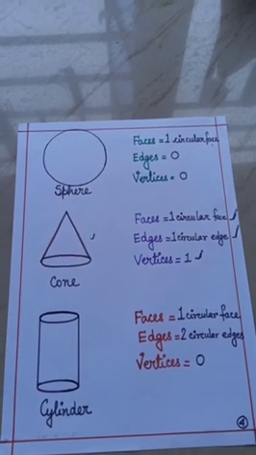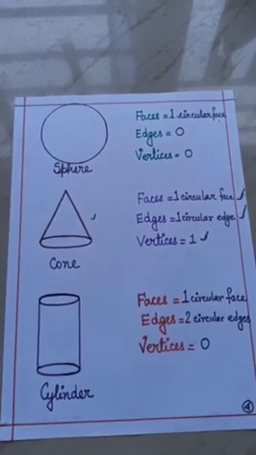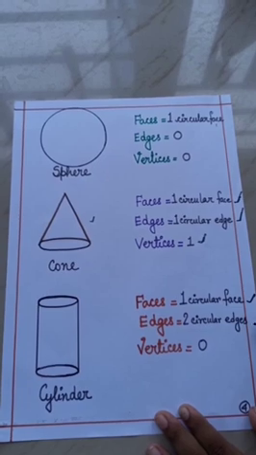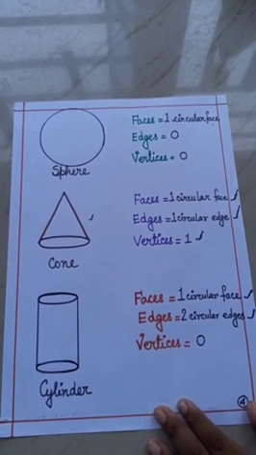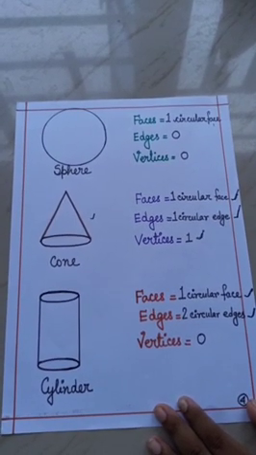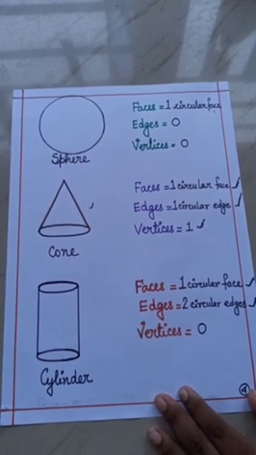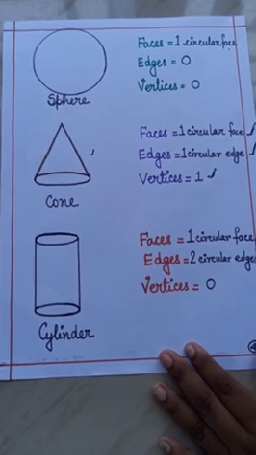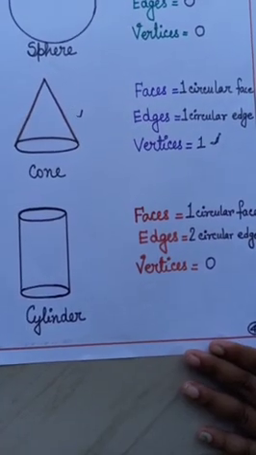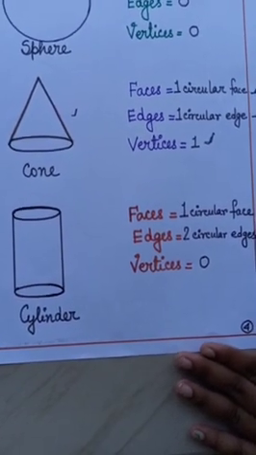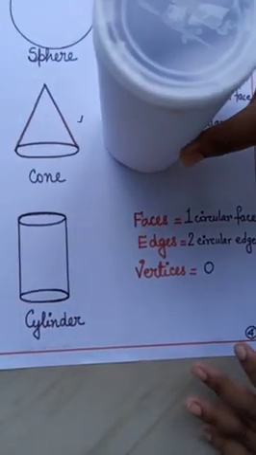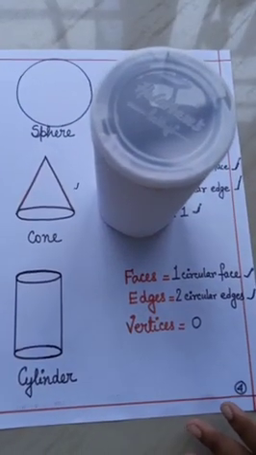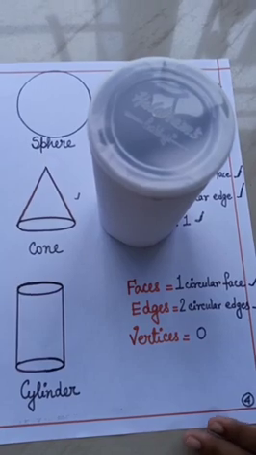A cylinder has one circular face and 2 circular edges and 0 vertices. A cylinder does not have any vertices. Cylinder. Now here comes a cylinder. This one is in the shape of a cylinder. You can see.